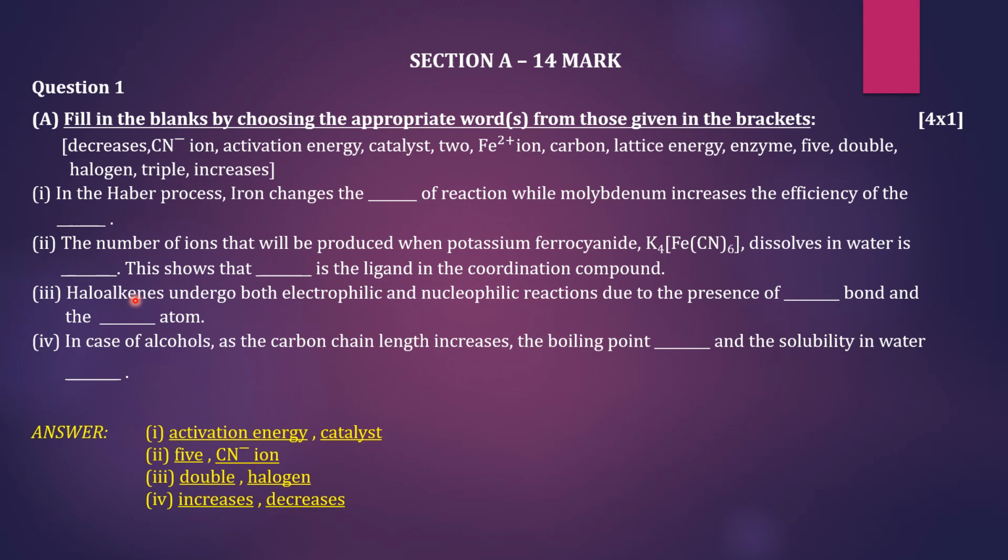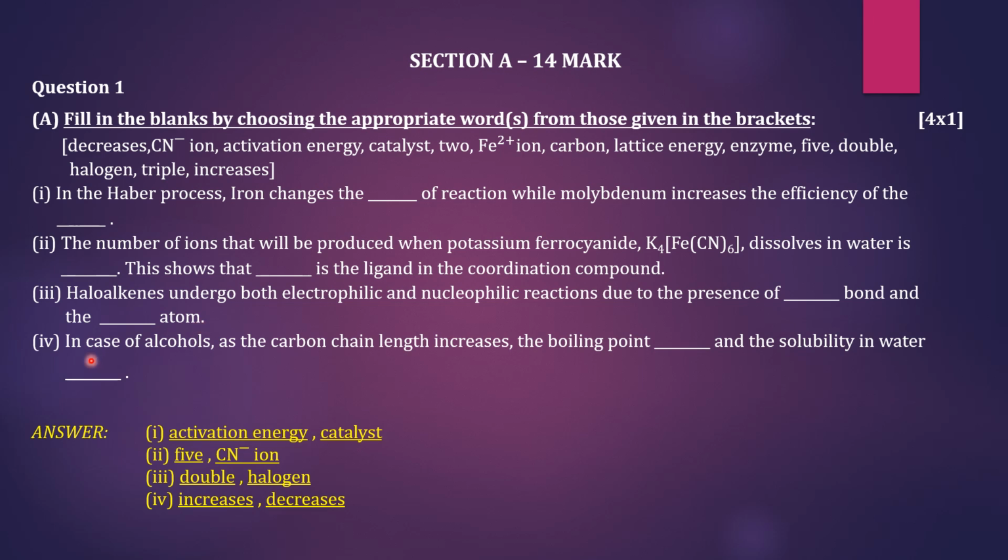We know alkenes are very prone towards addition reaction because of the double bond, electrophilic addition, and because of the halogen it will be prone towards nucleophilic substitution by a number of nucleophiles. So haloalkenes will undergo electrophilic addition reaction because of presence of double bond, and will undergo nucleophilic substitution reaction because of presence of the halogen atom, as halides are good leaving group.